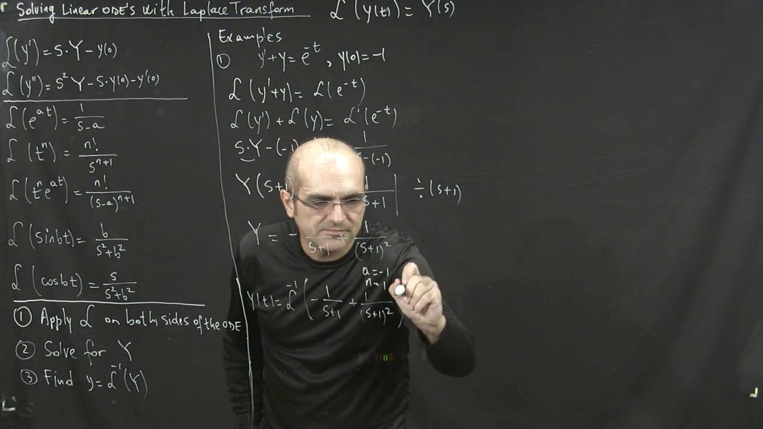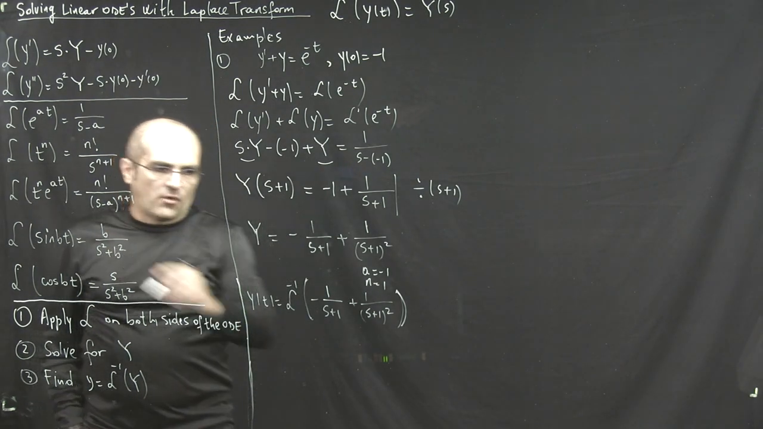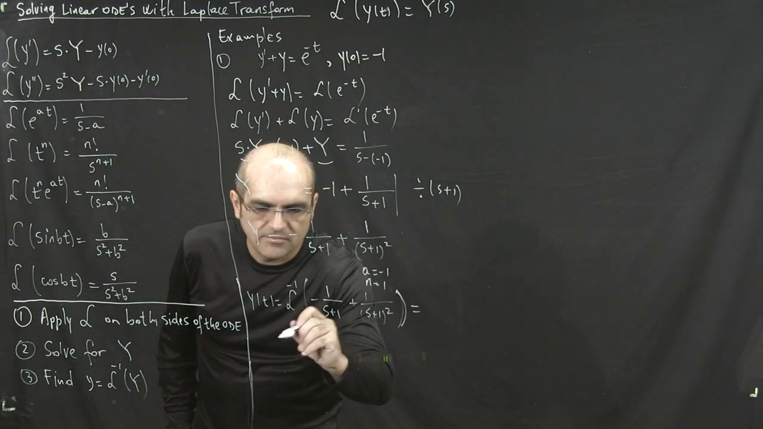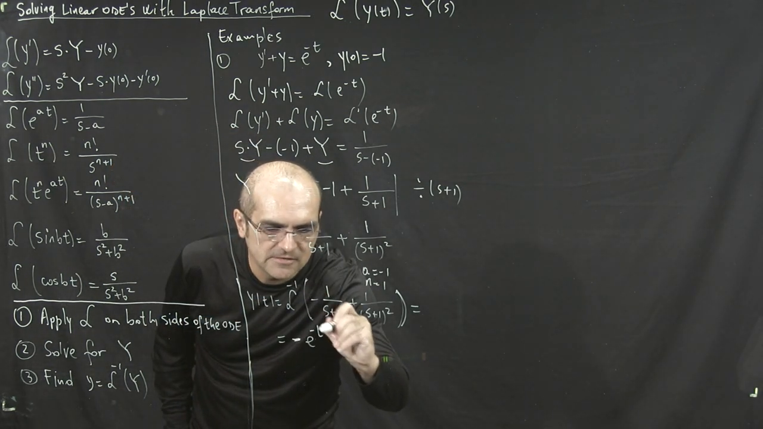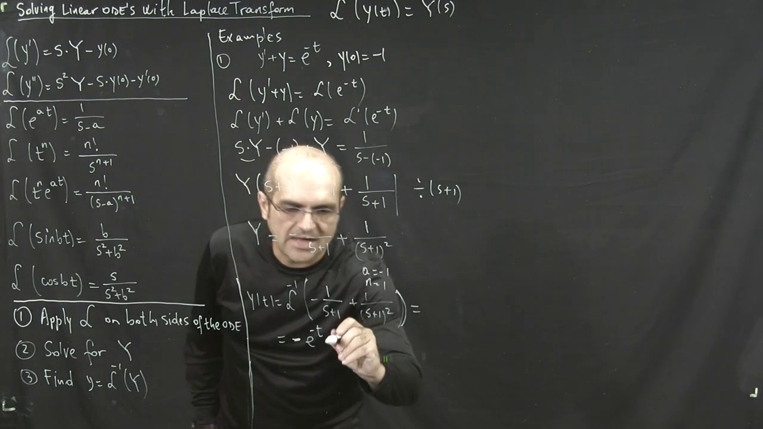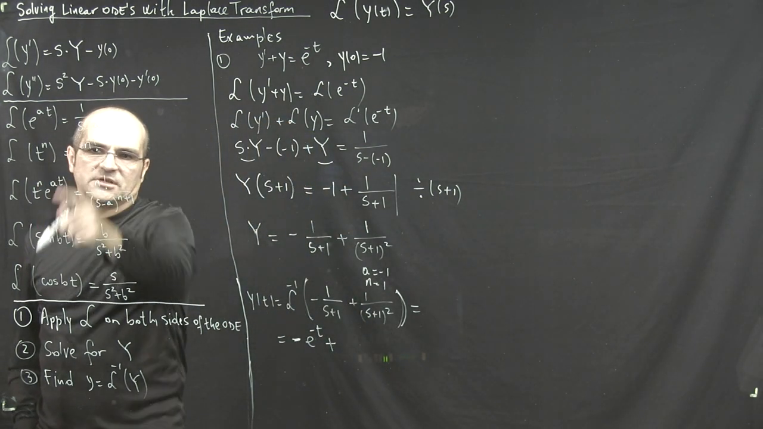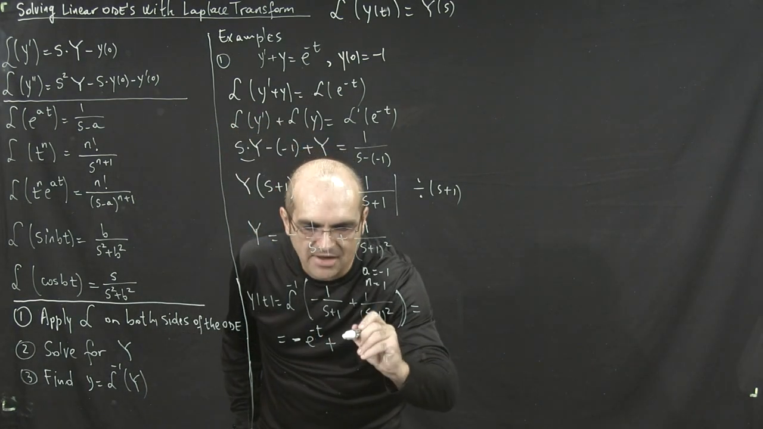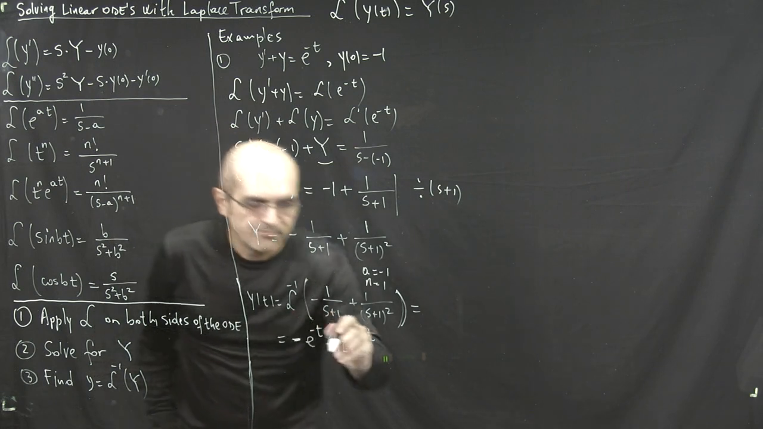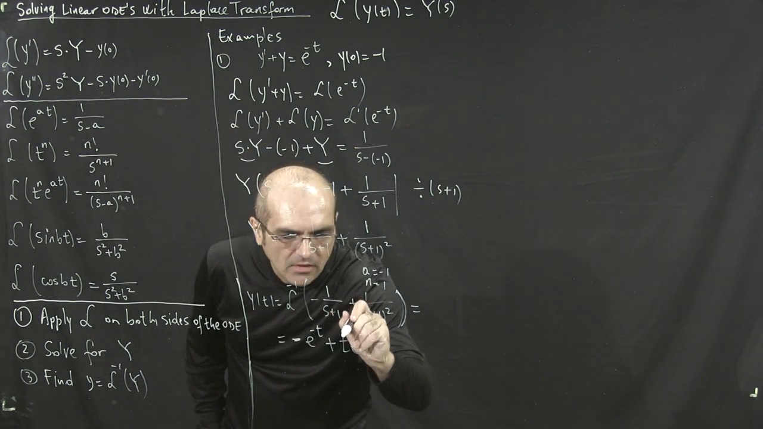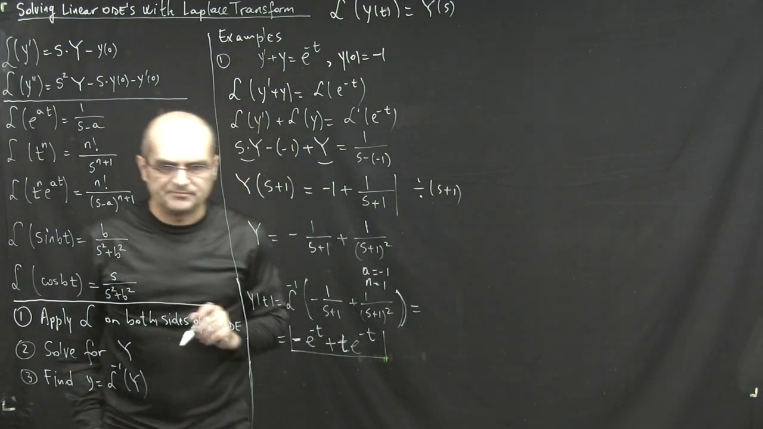Make this thicker a little bit. So when you do that, you can apply the table of formulas right away. So this will be minus e to the negative t and plus t to the 1 e to the minus t. So that's going to be t e to the minus t. Okay. And that's the answer to this example.